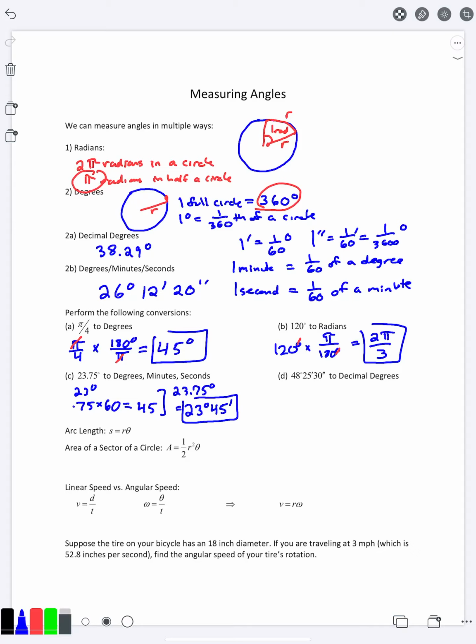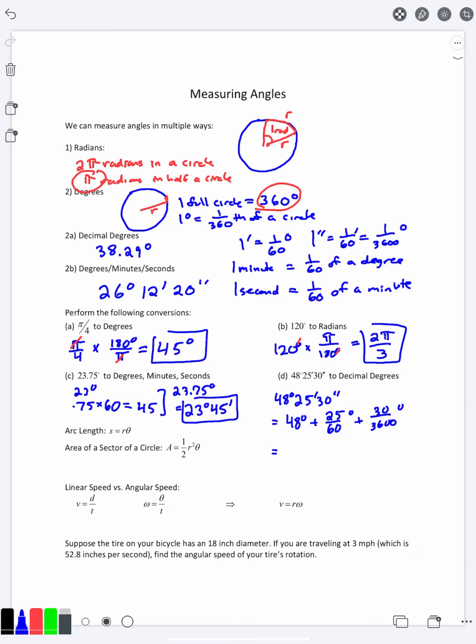Okay. Now if I want to go the reverse fashion here, I have 48 degrees, 25 minutes, 30 seconds. Well, I can change the 48 degrees to 48 degrees. 25 minutes is the same as 25 over 60 degrees. And 30 seconds is the same as 30 over 3600 degrees. And if we go ahead and put this in our calculator here, we get the following answer.